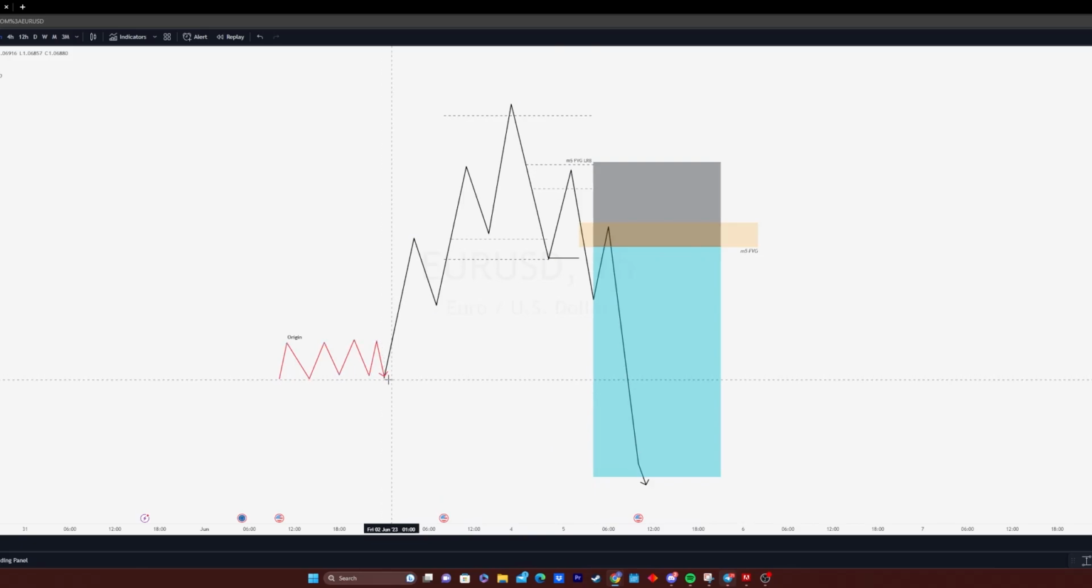Always full TP at the bottom of the origin. You can obviously TP along the way, partials, or if you want you can take it somewhere a bit higher. That's completely up to you, but I always leave at least a 20% runner to the bottom of the origin.